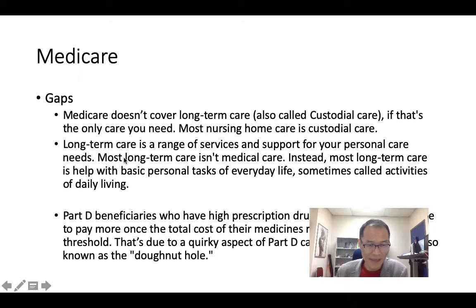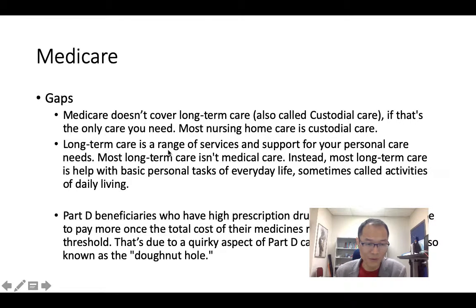Okay, so these are the gaps in terms of Medicare. Medicare does not cover long-term care, also called custodial care, if that's the only care you need. Most nursing homes, like the regular nursing homes, not the skilled nursing facility, most nursing homes is custodial care. Custodial care covers a range of services and support for your personal care needs, and they don't count as medical care. Instead, most long-term care is to help with basic personal tasks of everyday life. So this is one gap.